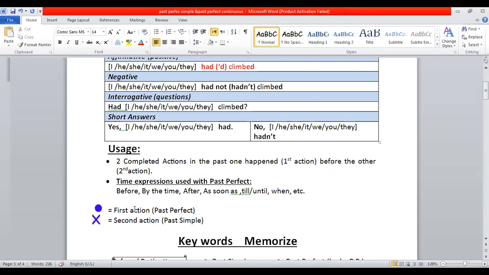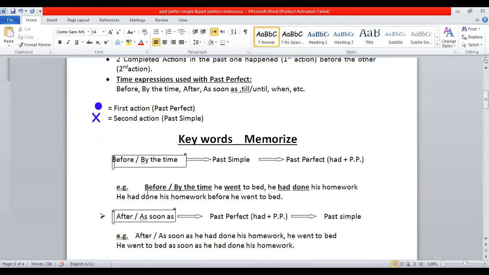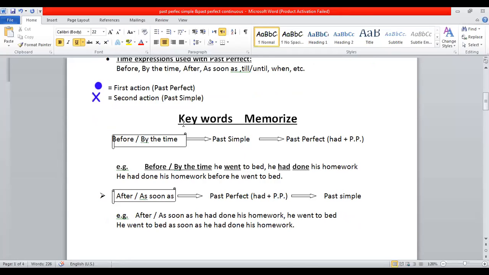In order to connect between the two tenses, we have some connectors, some keywords. As I told you, the first action will be past perfect and the second action will be past simple. Past simple like play, played, like see, so this is called past simple. But past perfect will be by using had plus past participle. So if you want to connect between both tenses, we have to use some keywords.